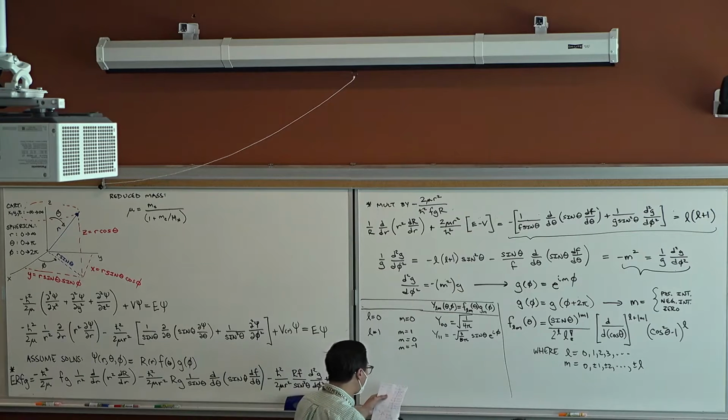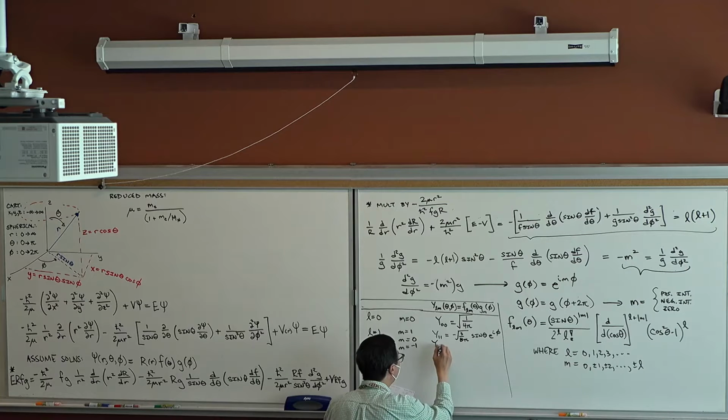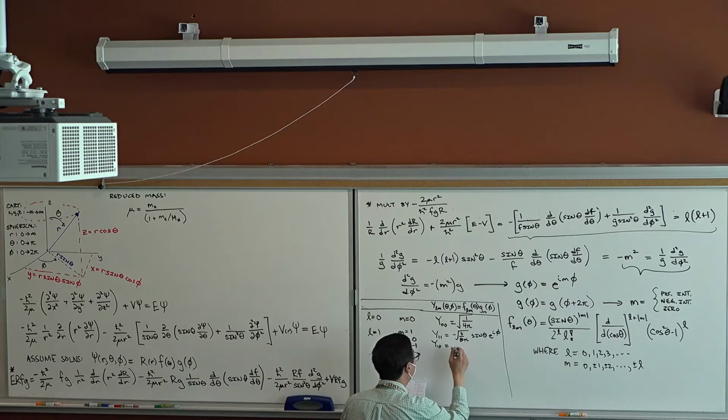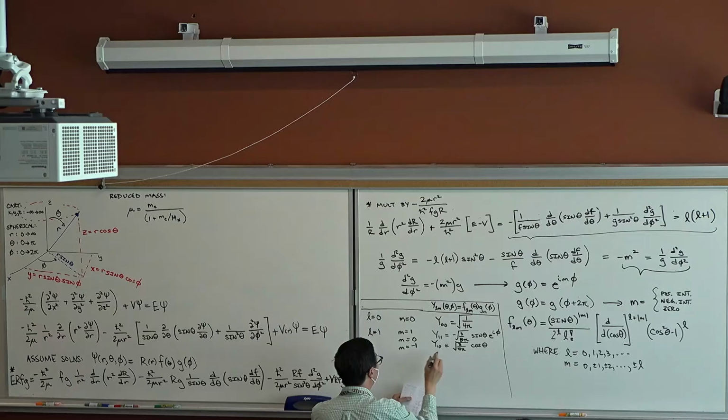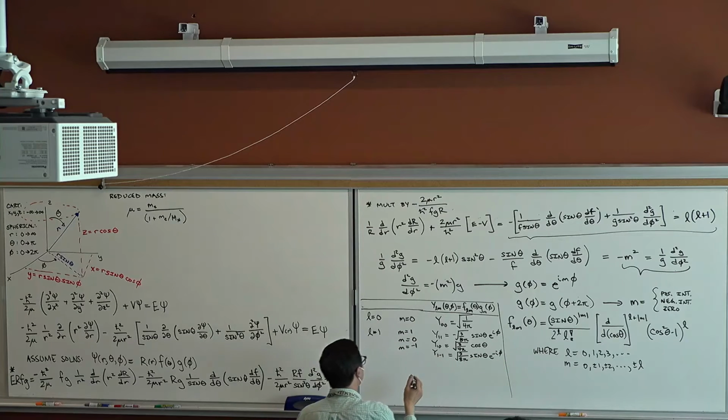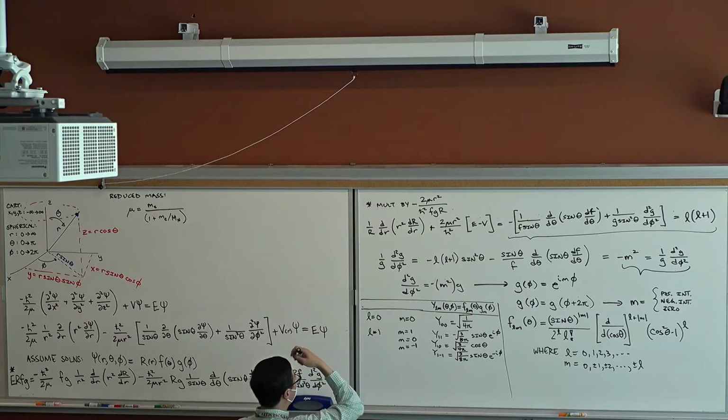Okay, that's a little less friendly, but these are called the spherical harmonics, by the way. You can find these in tables. So y1 minus 1. Still not so terrible, right?